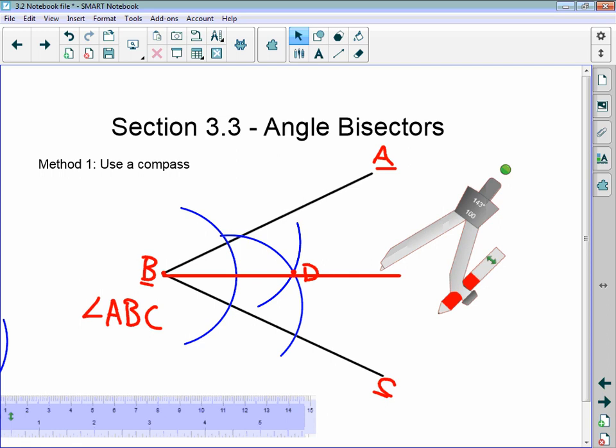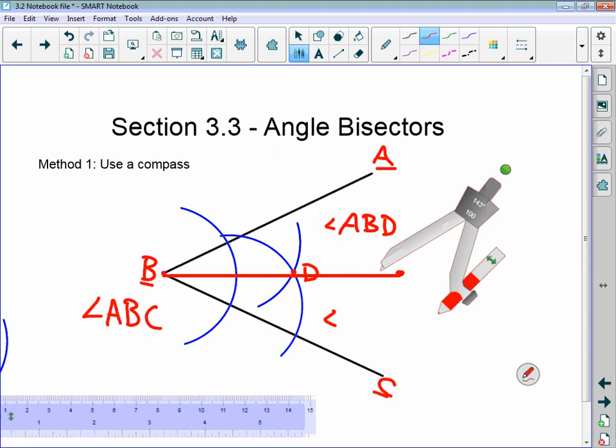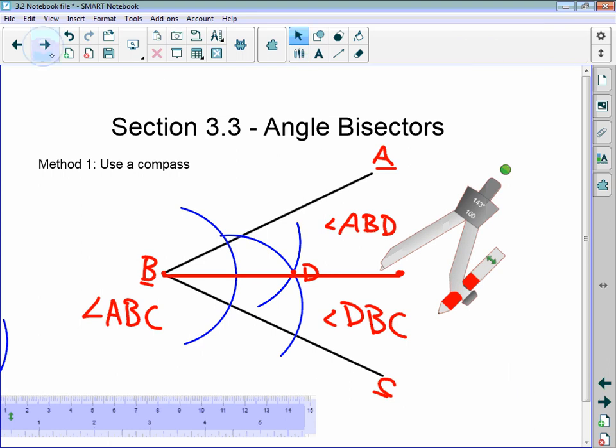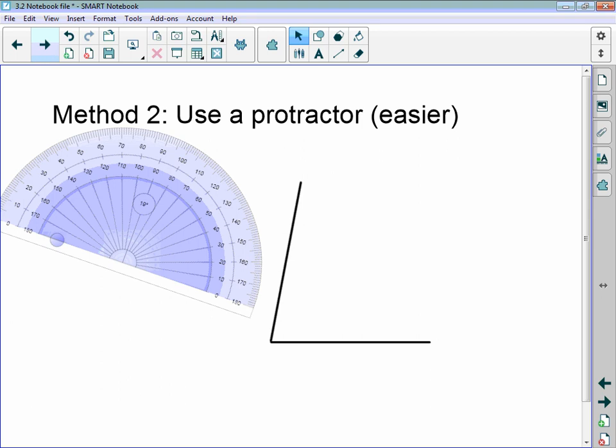So that I can then have a new angle, which would be angle ABD right in here. I'll go from A to B to D, and then another angle right here, which we could call angle DBC or CBD, either way. And those angles should be the exact same number of degrees. So that is one way that we can determine an angle bisector.